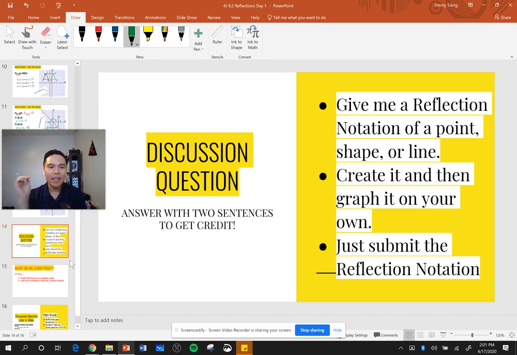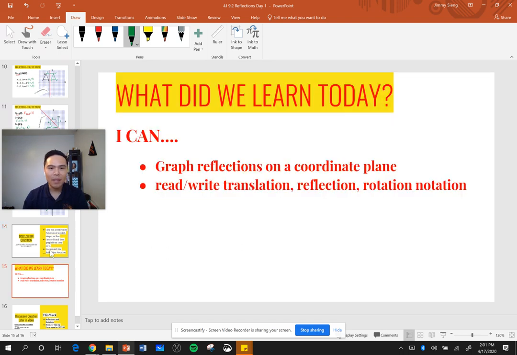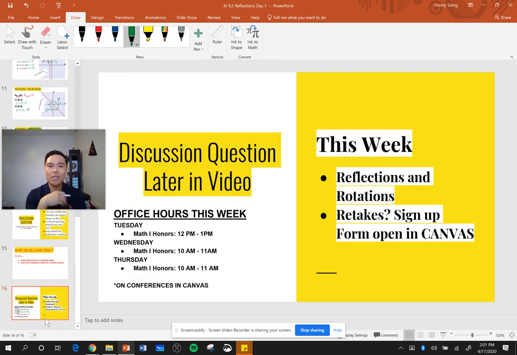Besides that, I think I'll post the learning activity today, and then I'll just review that learning activity tomorrow, okay? But again, today you learn how to graph reflections on a coordinate plane, and then you're able to write the notation.